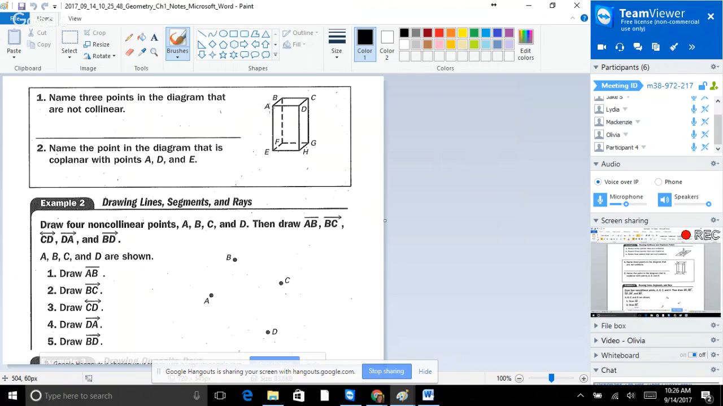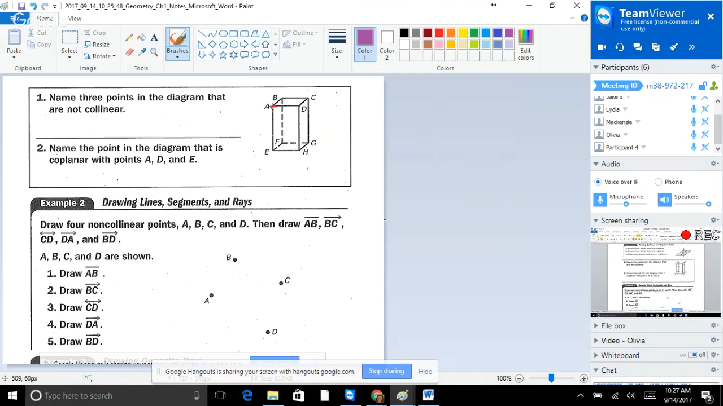What if we wanted to name 2 points that are collinear? There's lots of choices for that. We could say that right in the front, point A and point D are collinear because they're on the same line here. We could say A and E are collinear, E and F are collinear. There's a lot of possibilities. Basically, all of the edges of this box are collinear to each other. But what they ask is 3 points in the diagram that are not collinear. There's more than one solution to this, but let's just be crazy here.